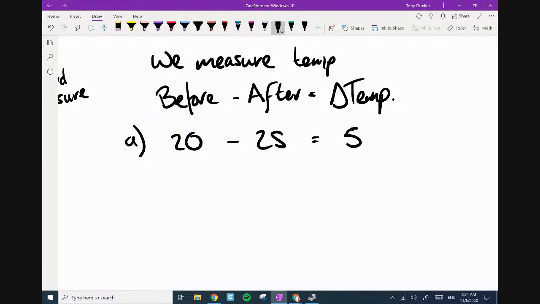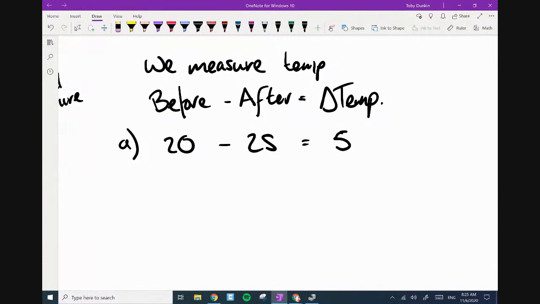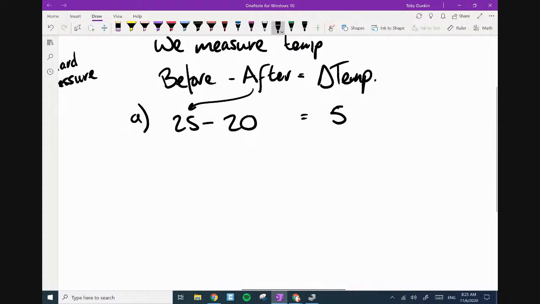Yeah, and you've got to be careful here because with temperature changes, you don't really tend to talk about positives and negatives because it's a change in temperature. Well, you can have a negative change in temperature because it decreases, but you wouldn't really call it such. And I know that I'm switching the after to before. When I'm going to actually calculate it, I do 25 minus 20, the after minus the before.